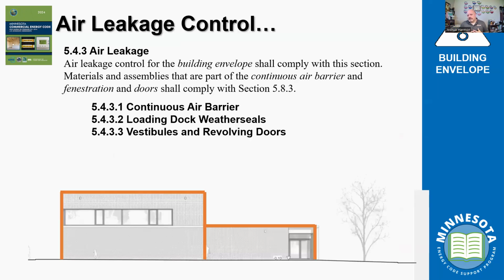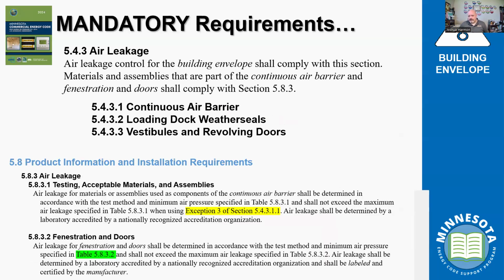Those kinds of considerations. The one that we normally think about the most when we talk about the thermal envelope and the testing expectations is air leakage, right? We understand that air leakage controls have to be installed, and they have to be evaluated through section 5.8. That includes the construction of a continuous air barrier, and we talk a lot about the loading dock doors, weather strips, weather seals, and vestibules and revolving doors.